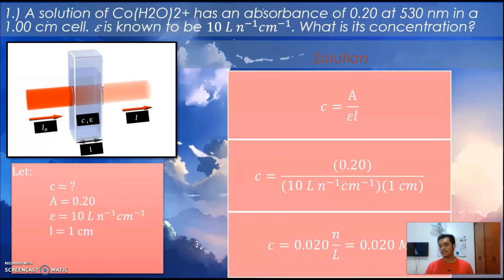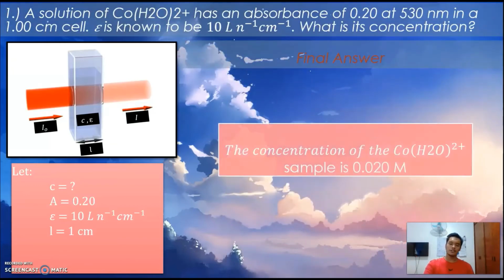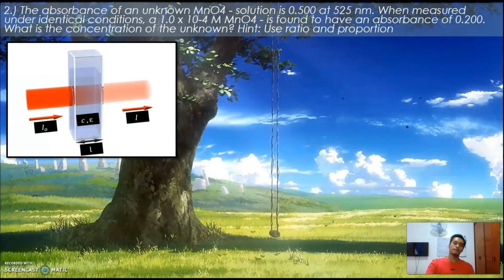And it makes sense, since molarity is a unit of concentration. Thereby, this final answer from this problem is 0.02 molarity, or molars. To further formalize the final answer, the concentration of the CoH2O2+ sample is 0.02 molars. Let's have the next question.